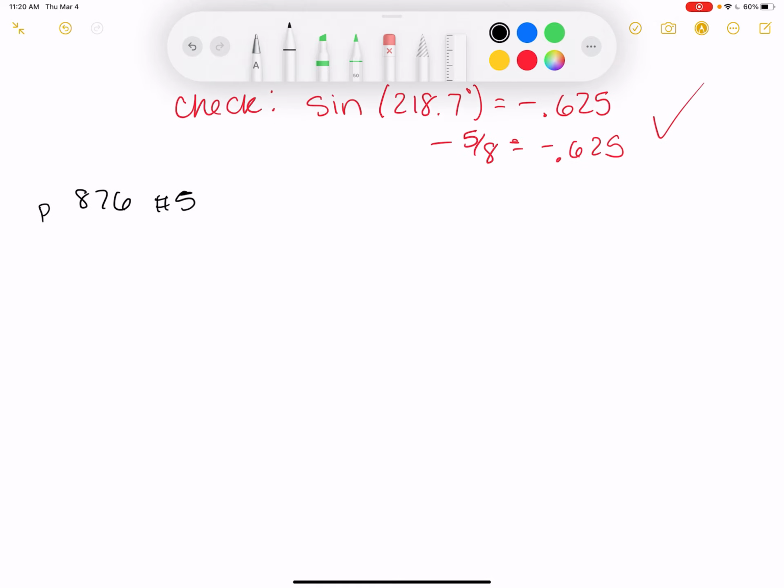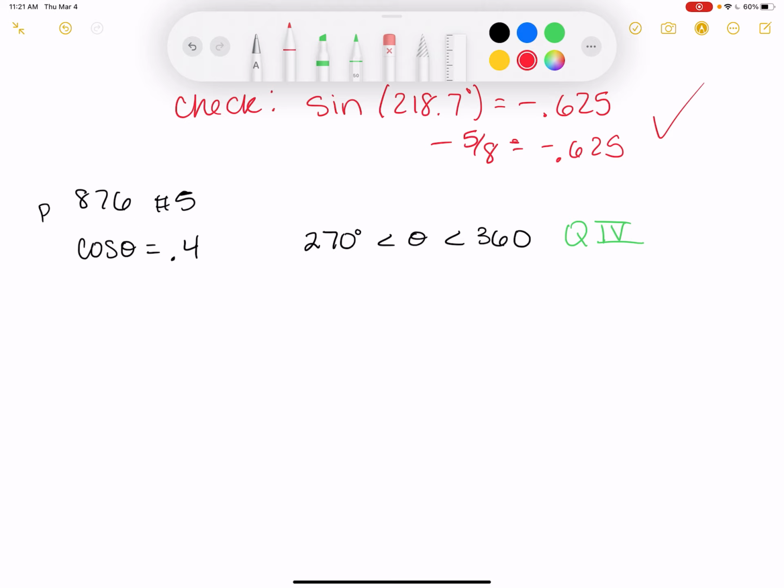Okay, so for this one, the cosine of theta is equal to 0.4, and 270 degrees is less than theta, less than 360. So what quadrant does our answer need to be in? Quadrant 4. 270 degrees to 360 degrees is quadrant 4, because of where it divides on the little line. Okay, good.